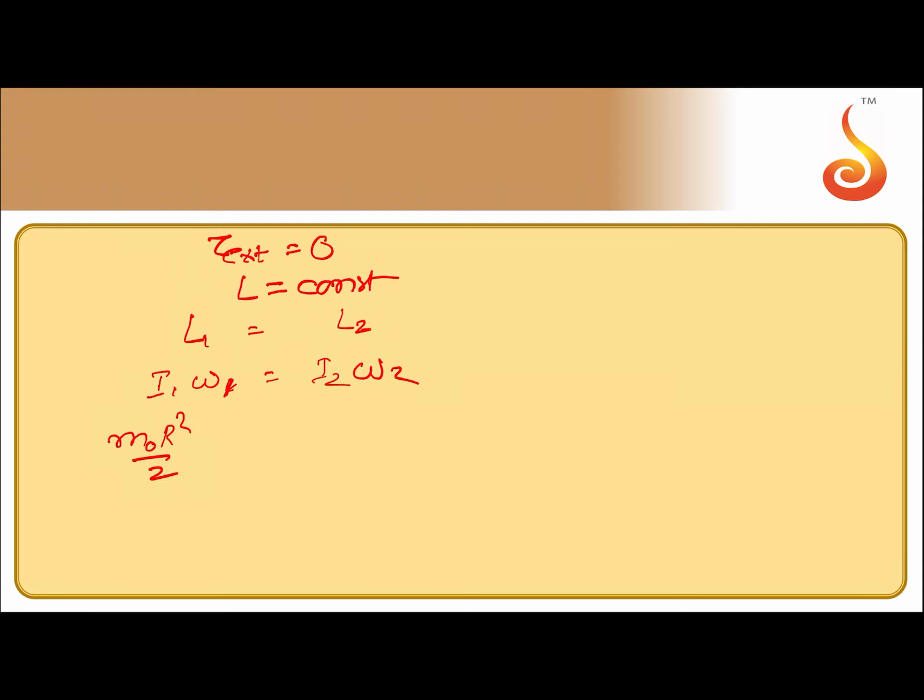Okay. Now, is there any external torque acting on the system? No. External torque acting on the system is 0. There is no external torque acting on the system, which means is the angular momentum conserved? Yes, angular momentum is conserved. Initial angular momentum is equal to final angular momentum. Initial angular momentum is I1 omega 1, final is I2 omega 2. I1 is m0 r square divided by 2, just disk, omega naught.